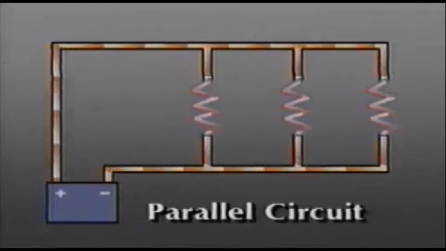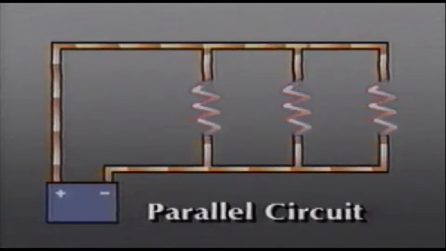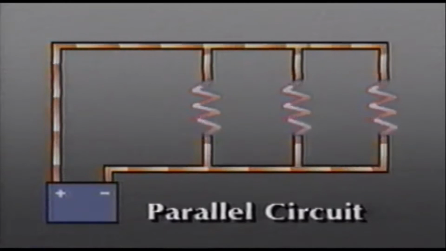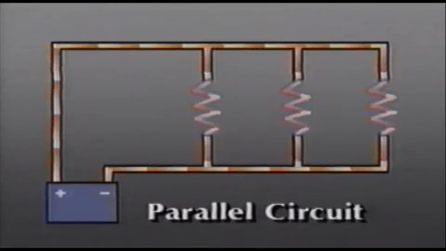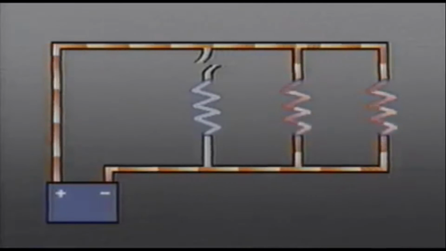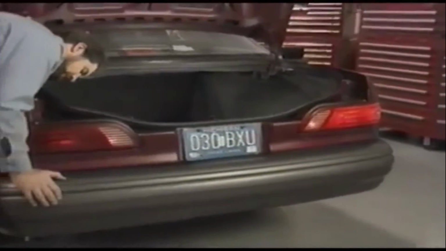In a parallel circuit, voltage across each load is the same, and each load has its own path from the voltage source to ground. Resistance caused by one load does not affect any other load, as it does in a series circuit. And if one load fails in a parallel circuit, the others will continue to operate normally. Most vehicle lighting systems use parallel circuits.